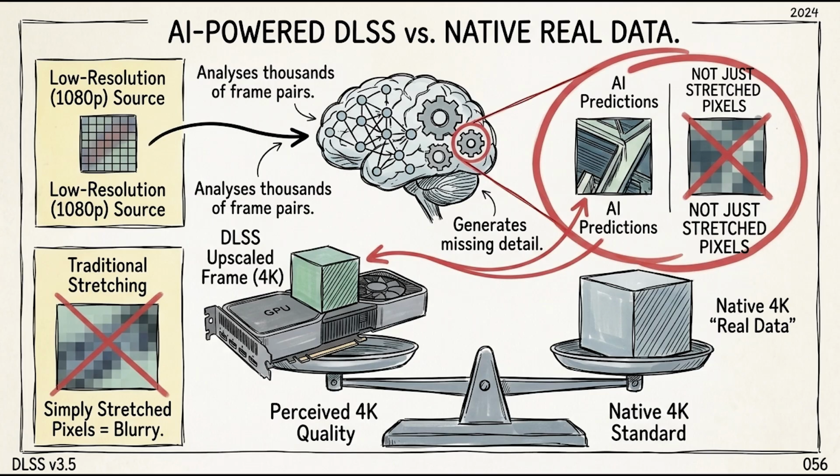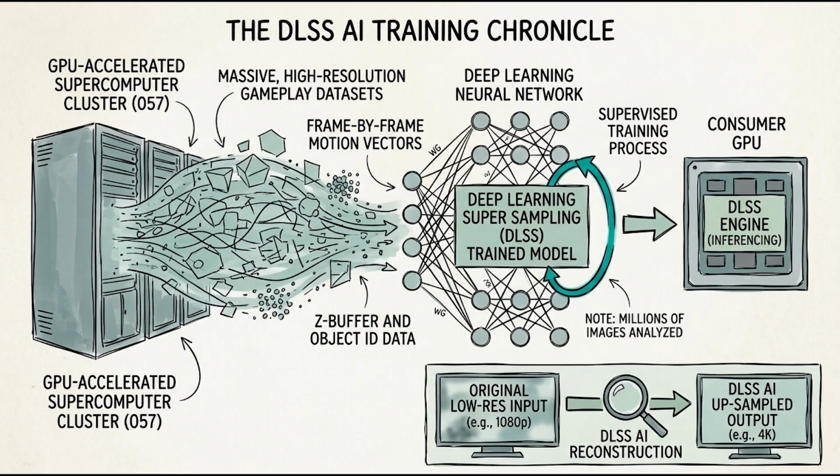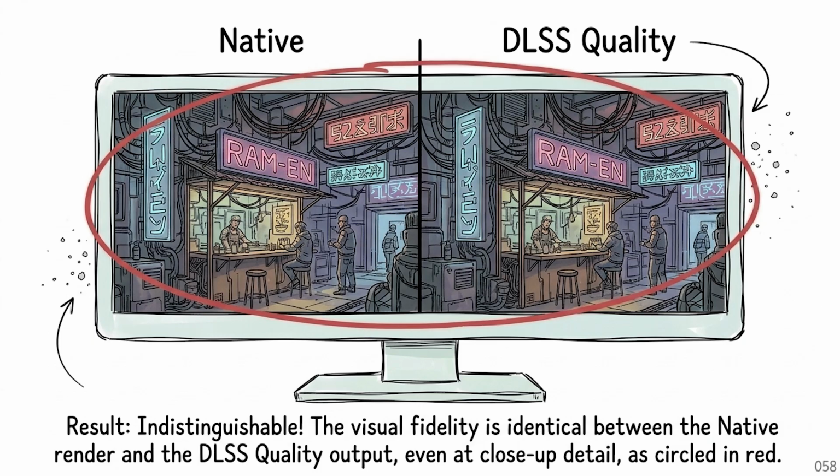Which is exactly why the next two technologies exist. One thing people consistently get wrong: DLSS is not fake resolution. The AI model is trained on massive datasets using NVIDIA's supercomputers. It's making intelligent visual predictions, not just stretching pixels. At quality mode, most people genuinely cannot tell it from native rendering.